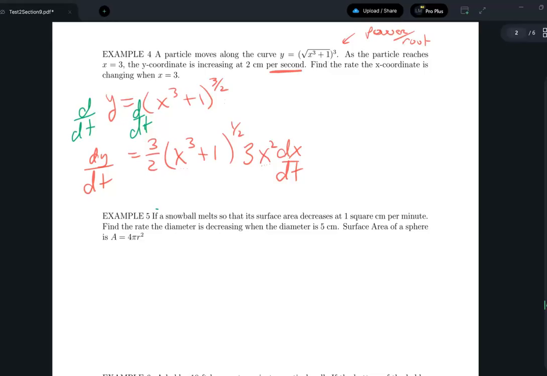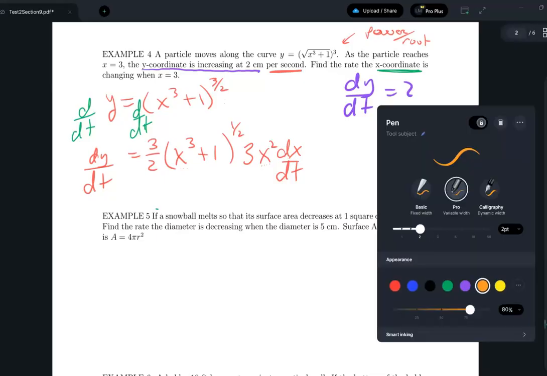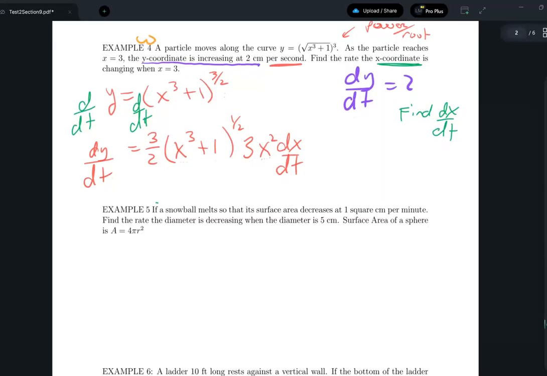They're telling me the y coordinate is increasing. So dy over dt is 2. And what is it I'm trying to find? I'm trying to find how fast the x coordinate is increasing. So find dx over dt. It's necessary for us to find that when information. So I see when x equals 3.